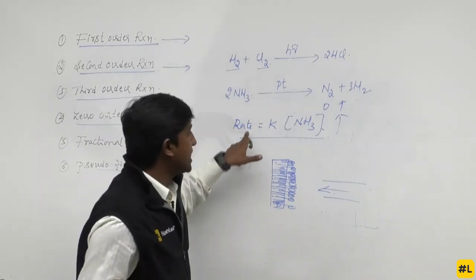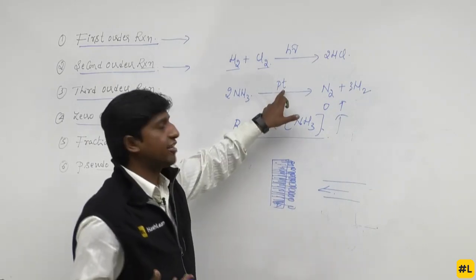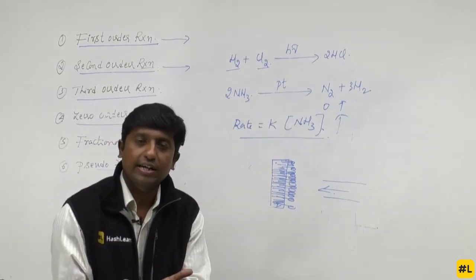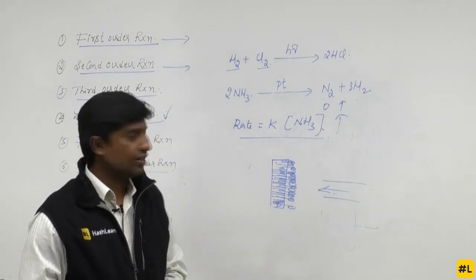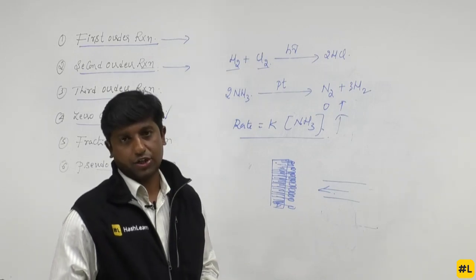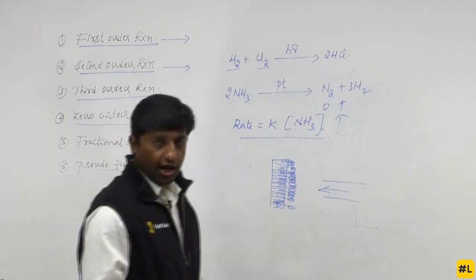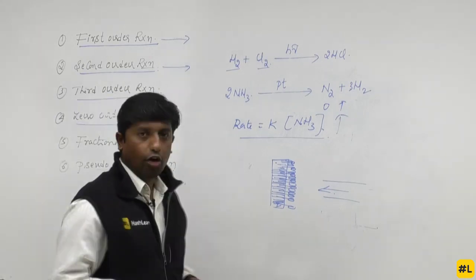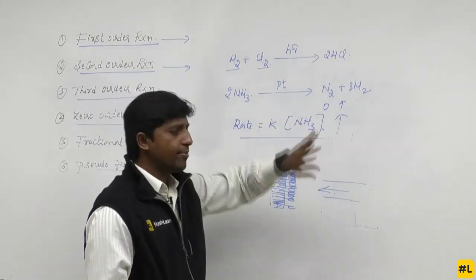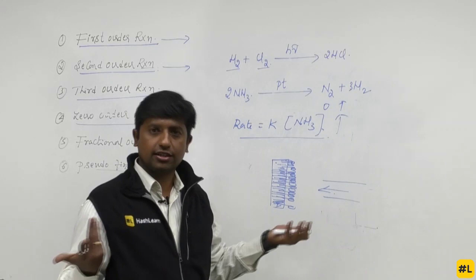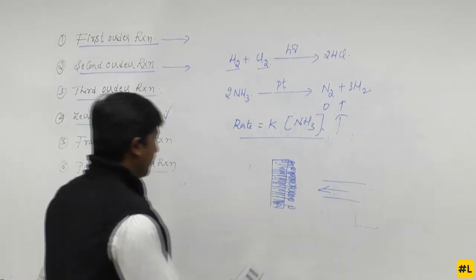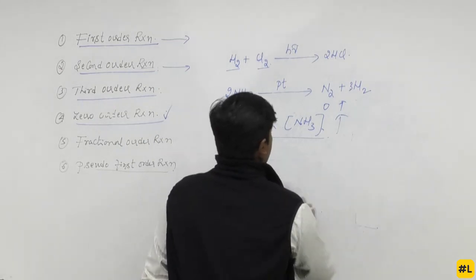Here, the rate increases until the surface of the platinum is available. When the surface of the platinum is completely covered, there is no change in the rate of the reaction. Hence, this is an example for a zero order reaction. Okay, I hope you understood this. How do we define a zero order reaction? The reaction in which the rate does not depend on the concentration of the reactants. That's all.